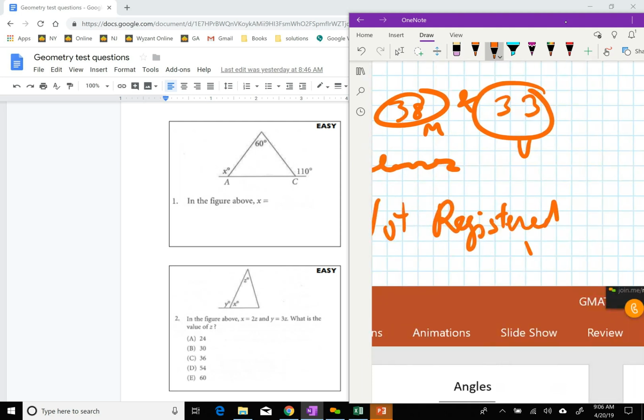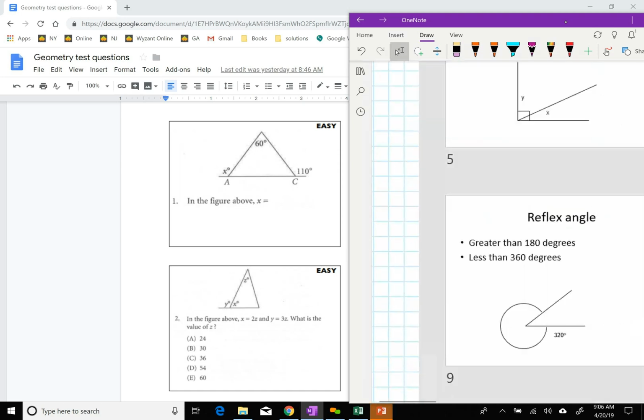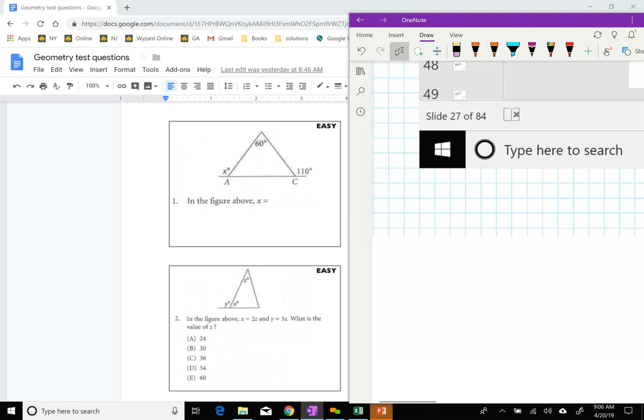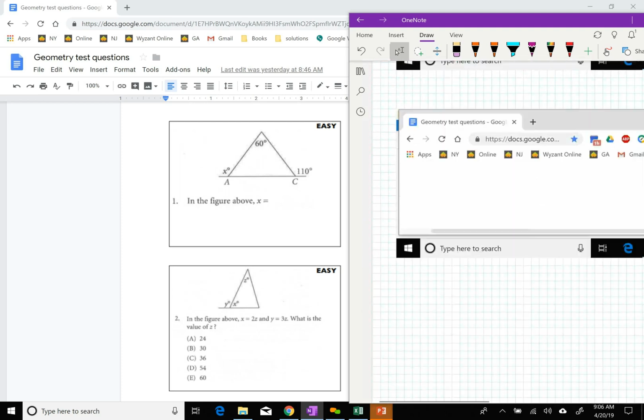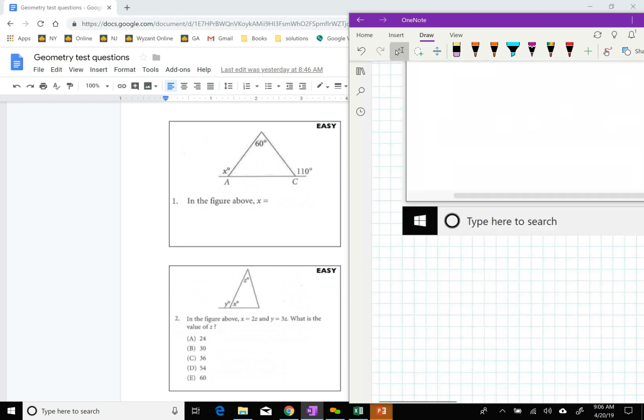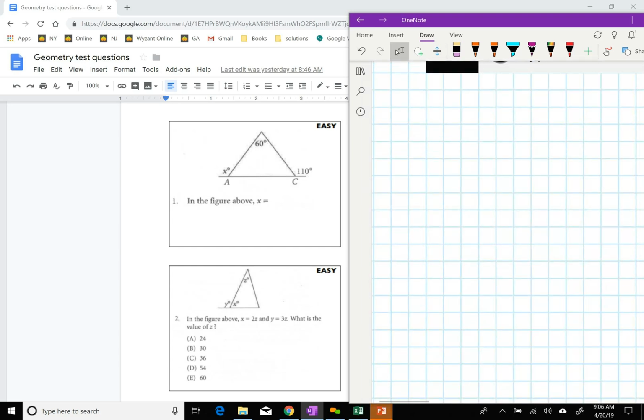So x is 130? Yes, that's right. How about number 2? Z is 36. So C.